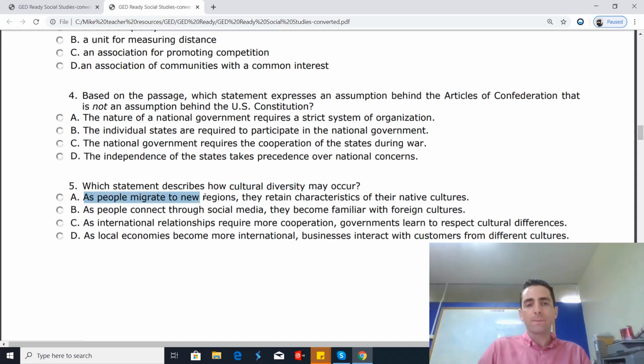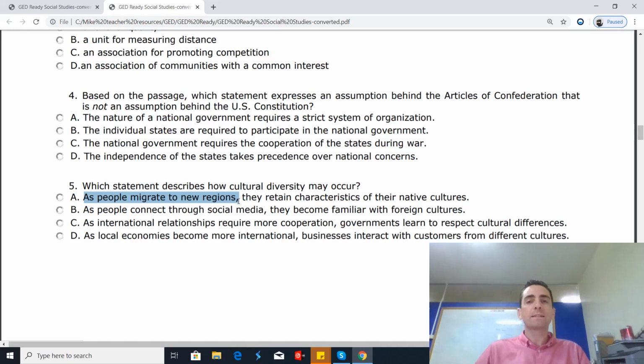As people migrate to new regions. Migrate just means to move from one area to another. Okay, there's two different types of migration. Migrate is the verb, migration is the noun. You have internal migration and external migration. Internal migration is moving from one place to the next to live within one country.